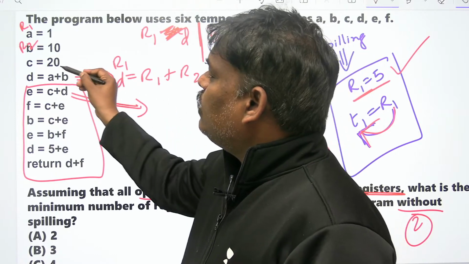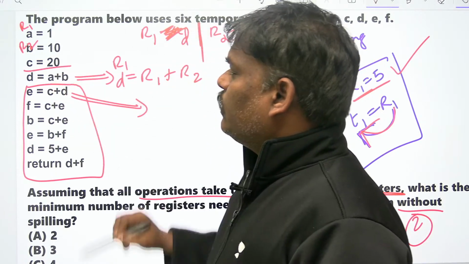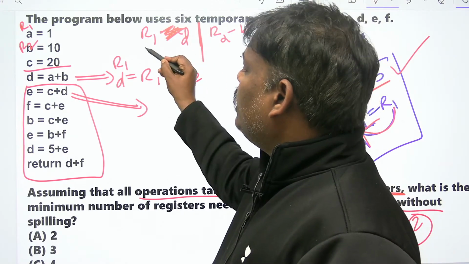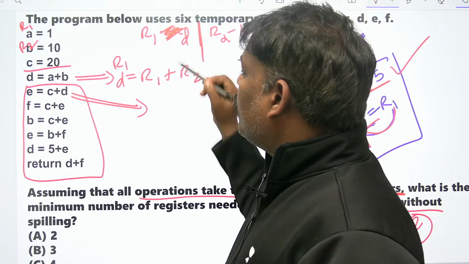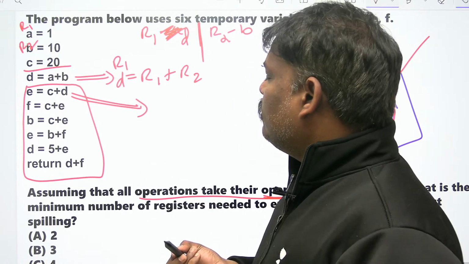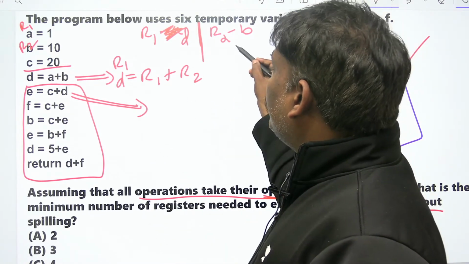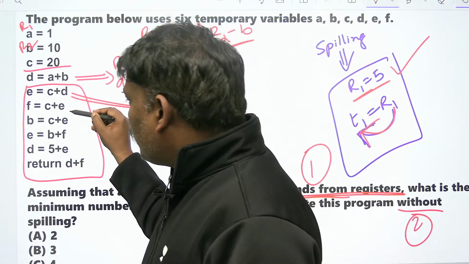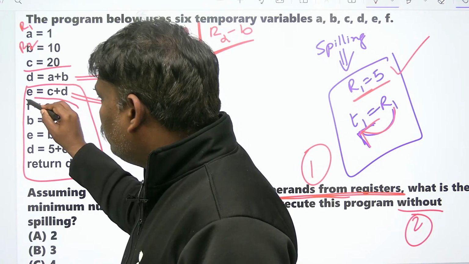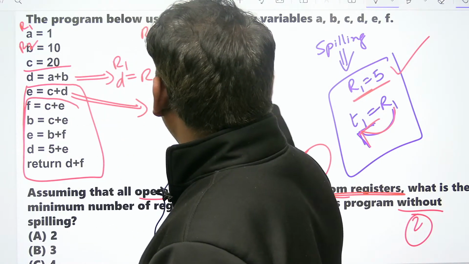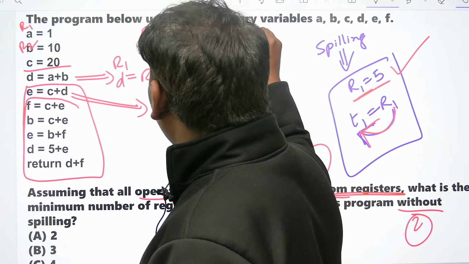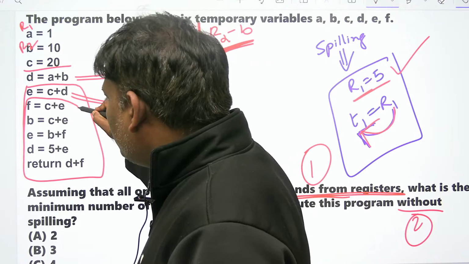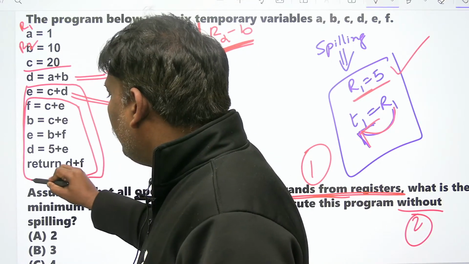First of all, what is C? C is 20, but every operand should be in a register. I think D is already there. C plus D is required, and D is already there. But where will I take C? Can I take C in R2, which means B? I want to use R2 for C, but let me check the further code for B anywhere.